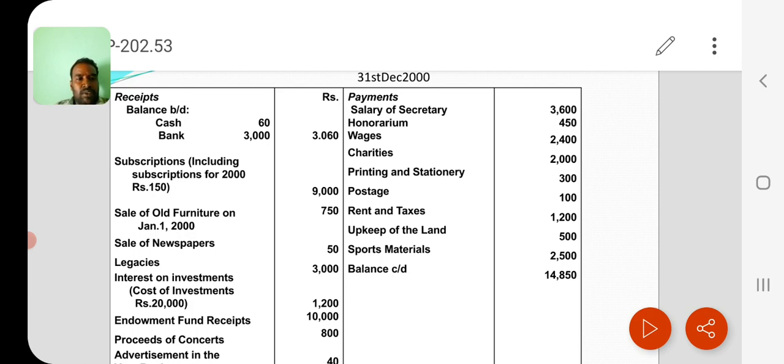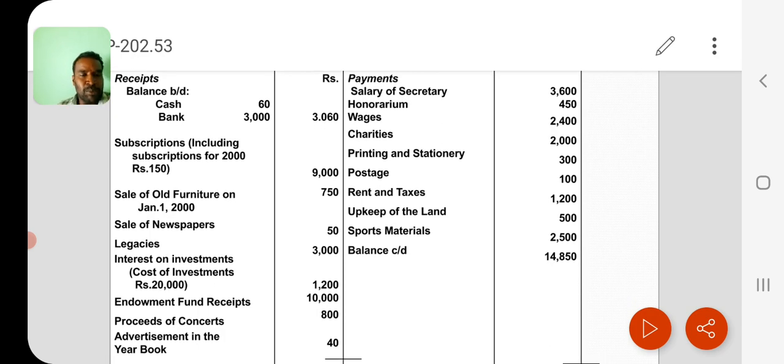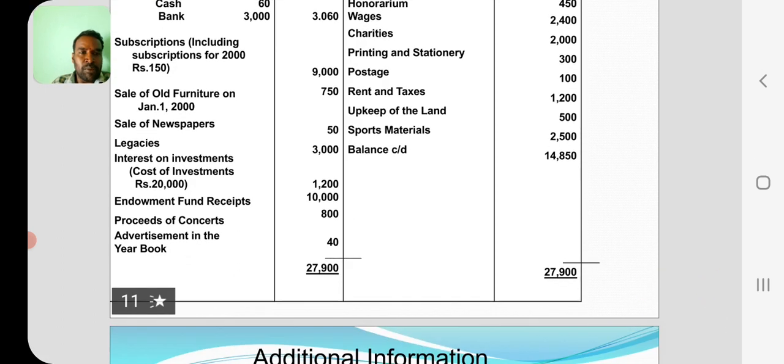Charities, revenue payments, posted in income and expenditure debit side. Printing and stationery, it should be posted in the income and expenditure account debit side as it is a revenue item. Postage, it is a revenue expenditure, it should be posted in income and expenditure debit side. Rent and taxes, posted in income and expenditure debit side. Upkeep of the land, posted in income and expenditure debit side. Sports materials, posted on the asset side of the balance sheet.